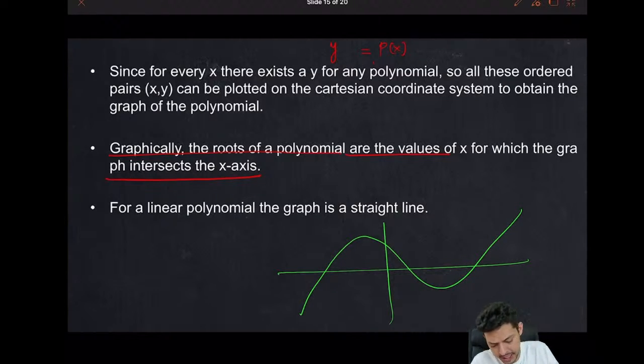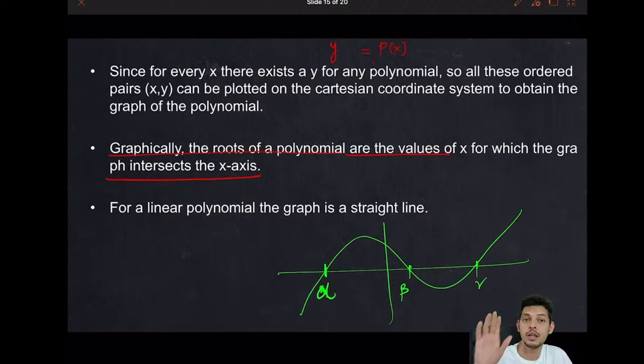So we will just say that this is one point, let's call this x1, or let's call this alpha. This is one point, let's call this beta. This is one point, let's call this gamma. These are 3 points for which the graph of the polynomial is intersecting the x-axis. So there are 3 roots in this case.